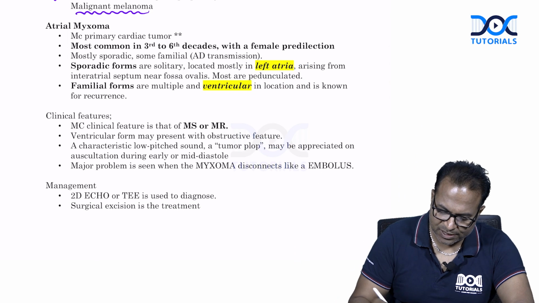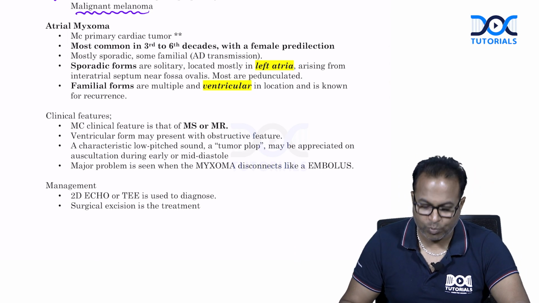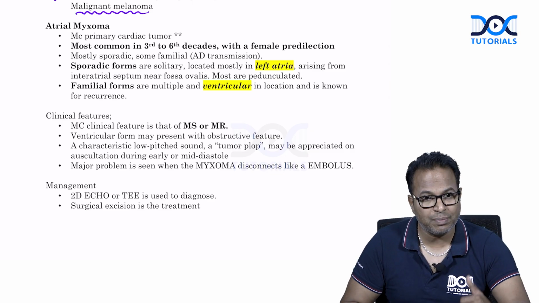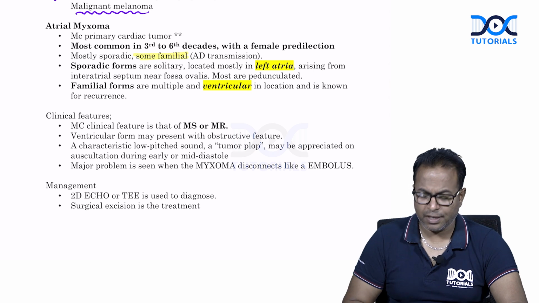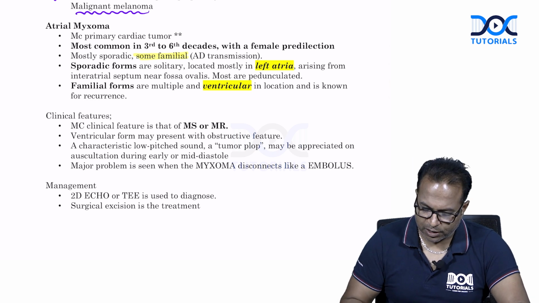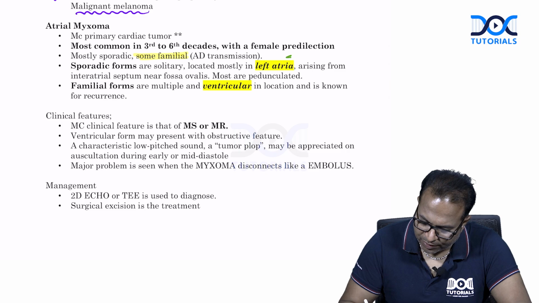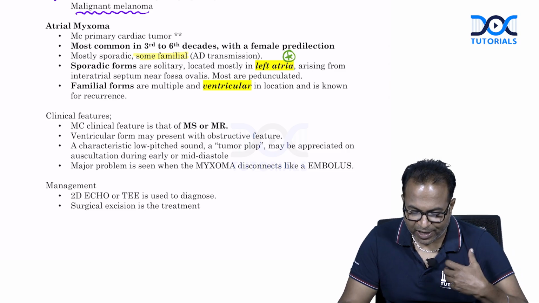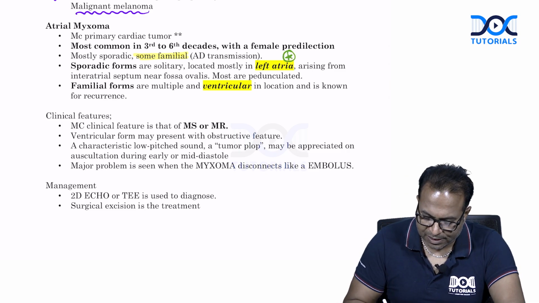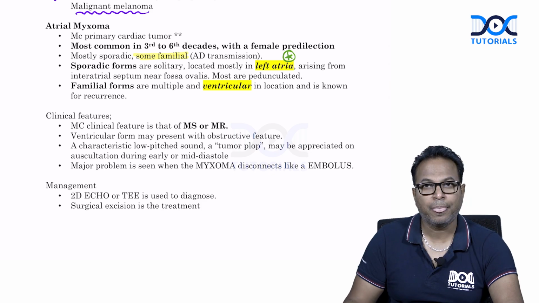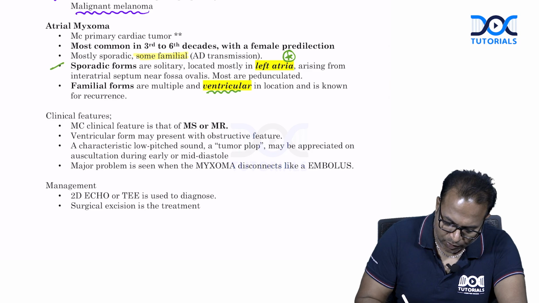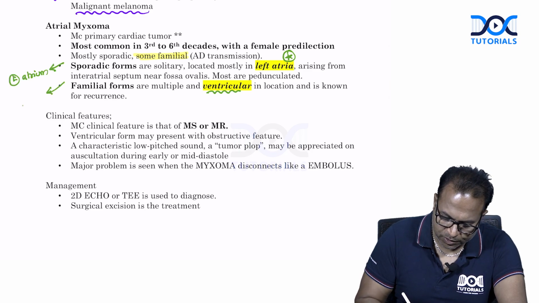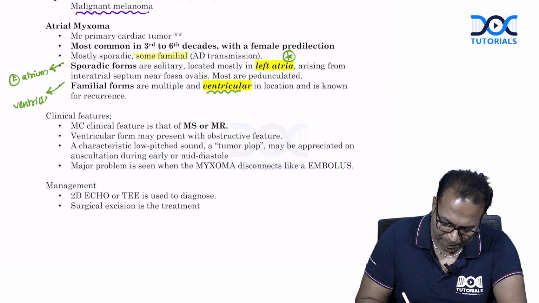Atrial myxoma is the most common primary cardiac tumor. It is common between 30 to 60 years with a female predominance, and some familial forms are also there. Sporadic forms are solitary, located in the left atrium. This is a very commonly asked MCQ. They are common in the left atrium, arising from the interatrial septum, and mostly pedunculated. Familial forms are multiple and seen in the ventricle.